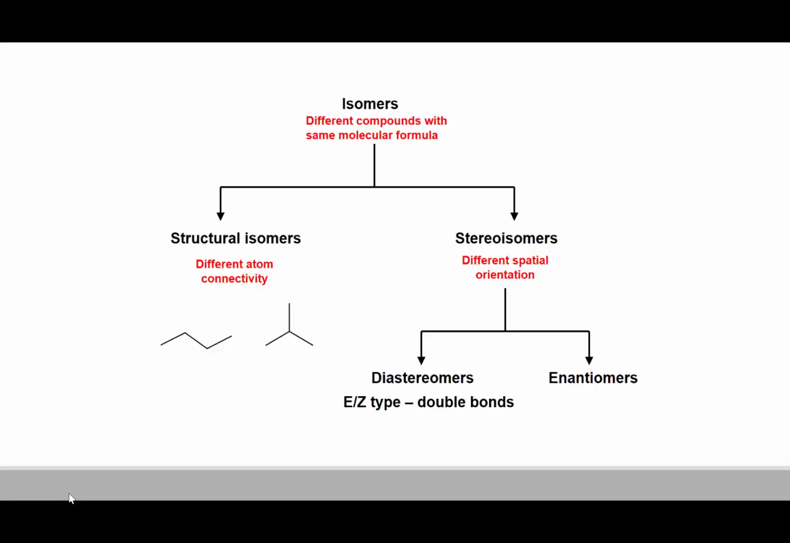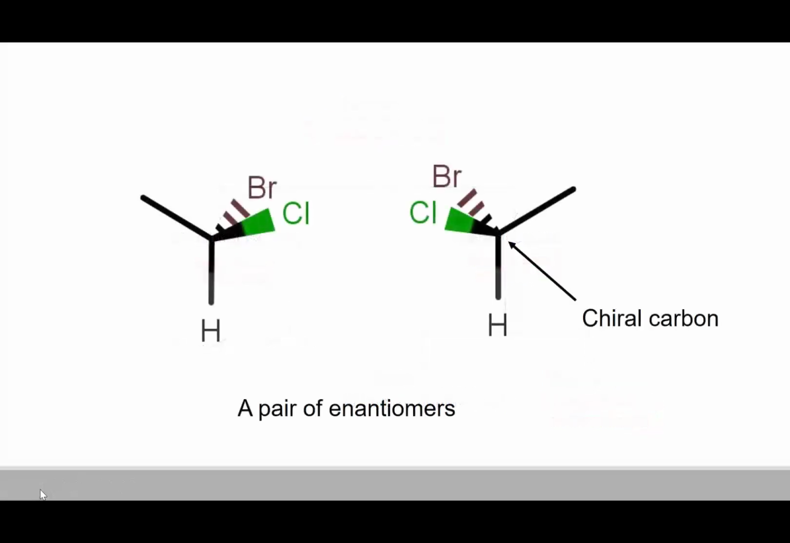In contrast to diastereomers, enantiomers have a very specific definition: a pair of molecules that are non-identical mirror images, that is, non-superposable mirror images. The most common way that this can occur is when the molecule contains one or more chiral centers, usually a chiral carbon.